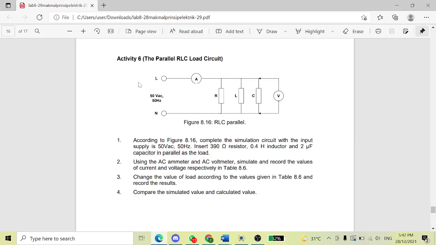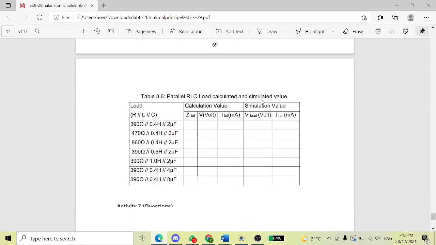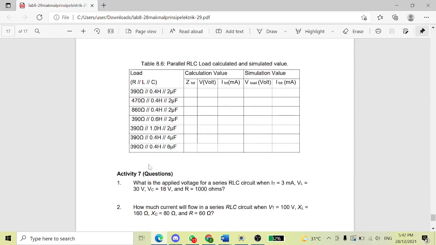For activity 8, the question asks us to do the simulation for this circuit, and they give the input supply as 50 VAC and 50 Hertz, and the values for R, L, and C in this table, so we do the simulation to get the values and I total.